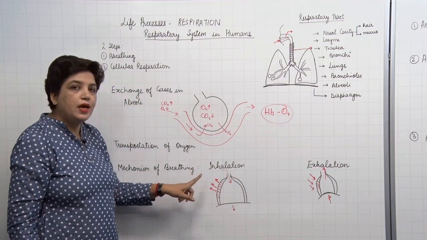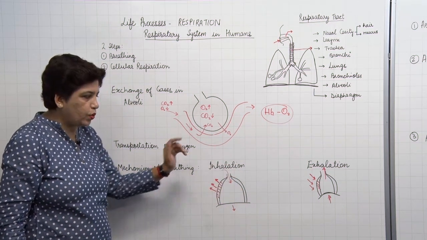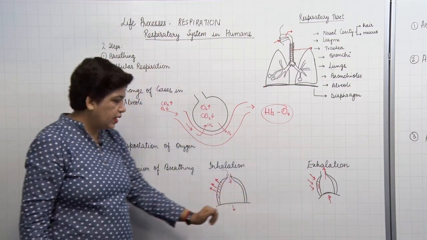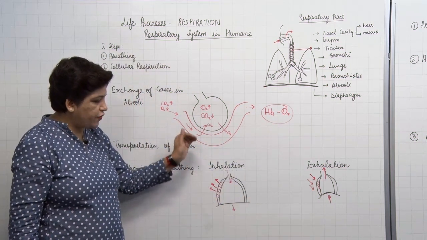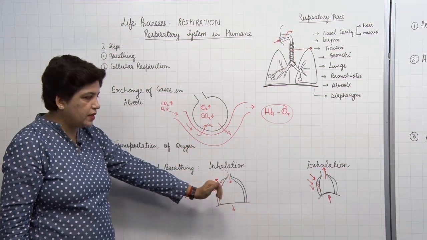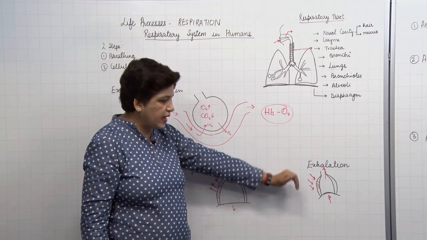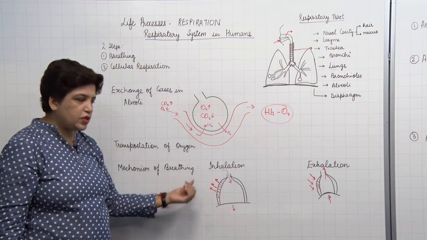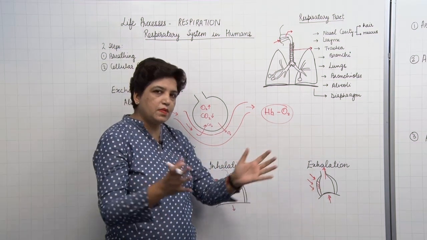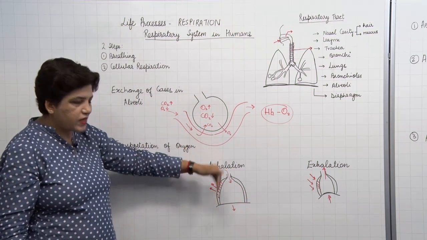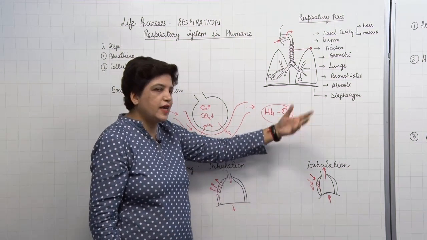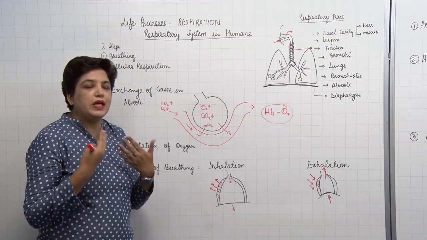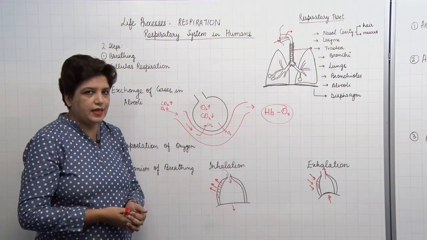So you can see the difference. During inhalation, the rib cage moves upward and outward. In exhalation, the rib cage moves downward and inward. During inhalation, the diaphragm contracts and becomes straight. In exhalation, the diaphragm relaxes and becomes dome shaped. The thoracic cavity enlarges, then the thoracic cavity becomes smaller. Air moves inside the lungs, then air is expelled out of the lungs. This is the physical mechanism of breathing, inhalation and exhalation.